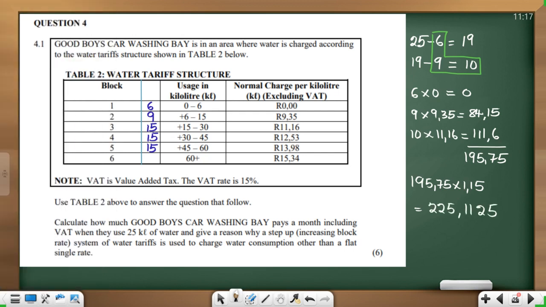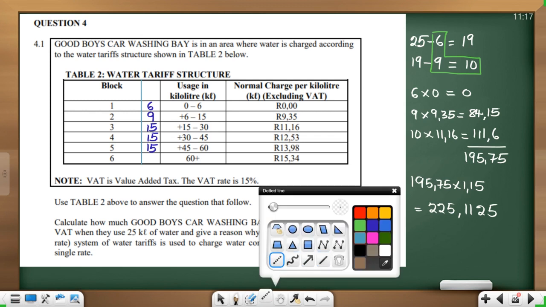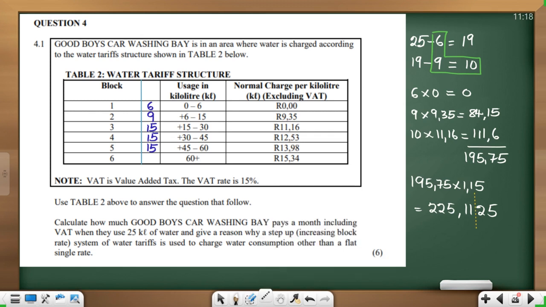2 decimal places. Let me show you again here. What I'm going to do is I'm going to draw a line there. 2 decimal places. Now I'm going to check the number after my yellow line. The number after my yellow line is a 2, which is less than 5. So it doesn't make any difference, and that's my value. 225 Rand 11 cents. Check your 6 marks in the bag.